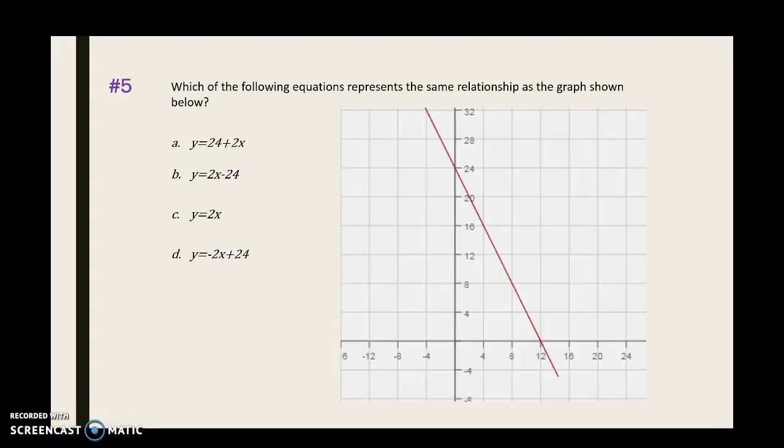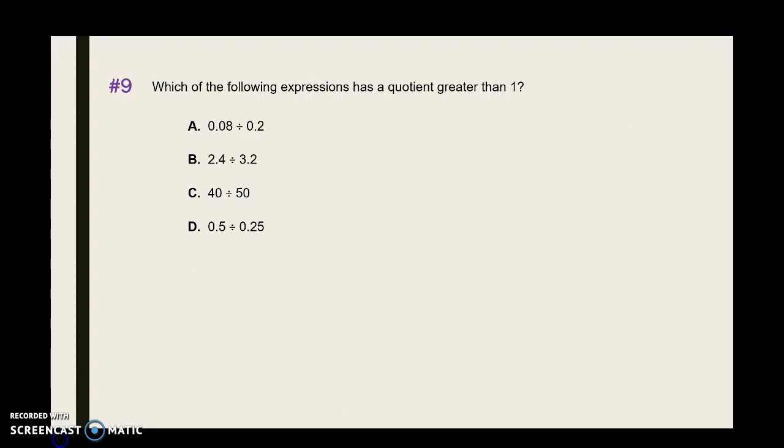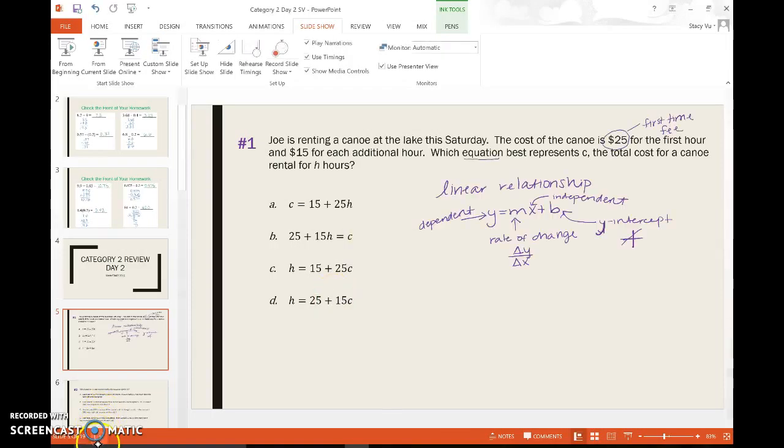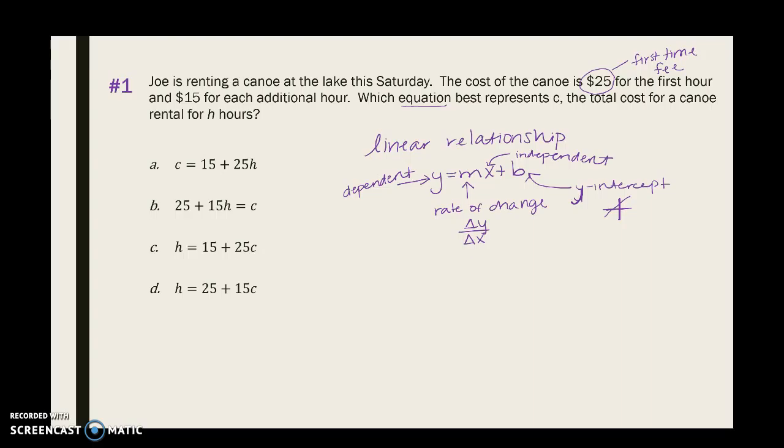Sorry guys, I'm having major issues. Oh goodness. Hang on. Current slide. Okay, there we go. Alright, so the y-intercept is where the line goes through the y-axis.